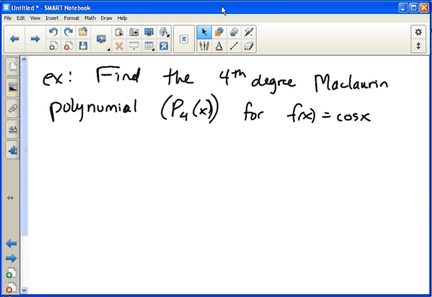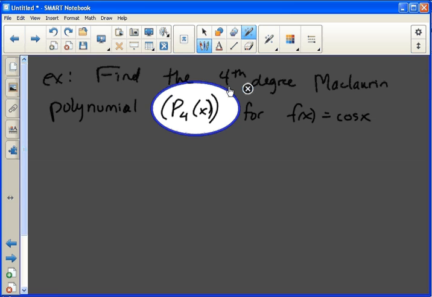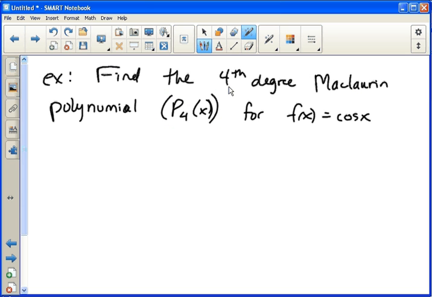This is part 2 of Taylor series, and this is going to show you two very basic examples of the type of problems they might ask you to do or perform. So find the fourth degree Maclaurin polynomial. This is just another way to write this. If they wrote p sub 4 of x, that'd be another way to write it. Fourth degree polynomial for f of x equals cosine x.